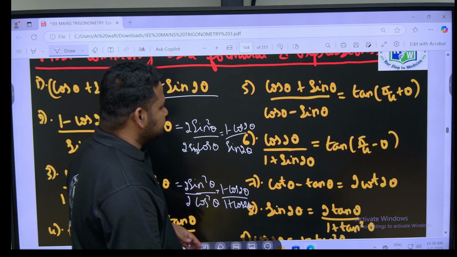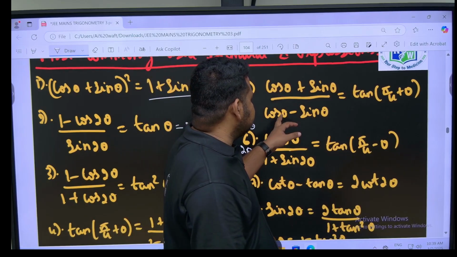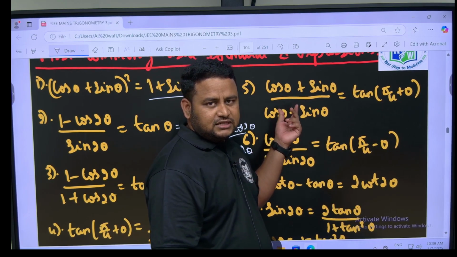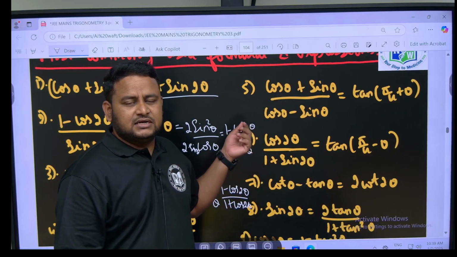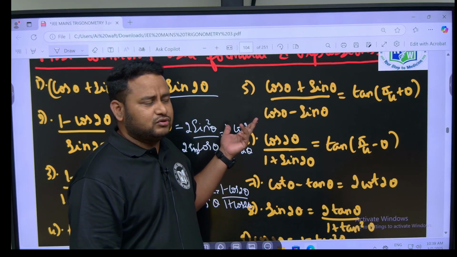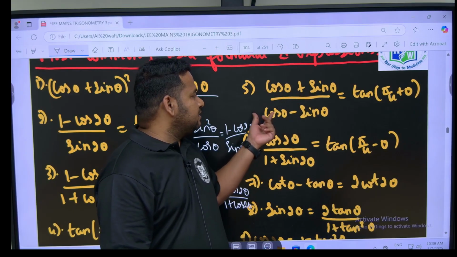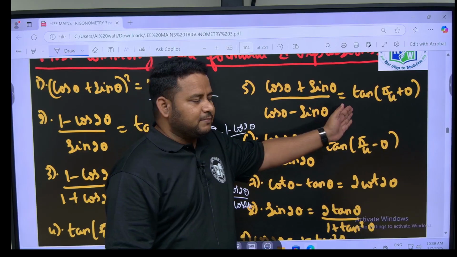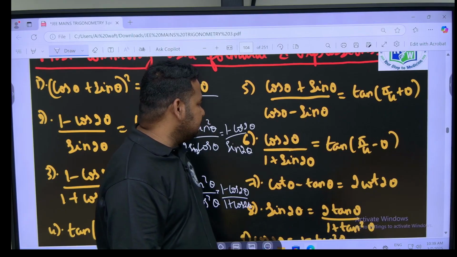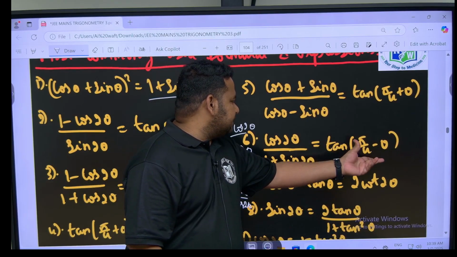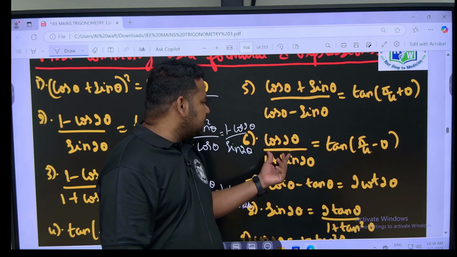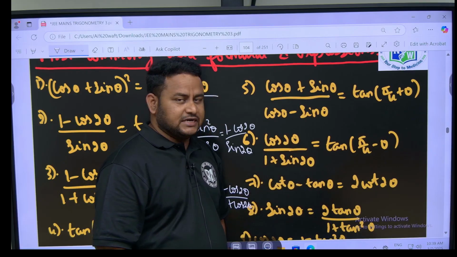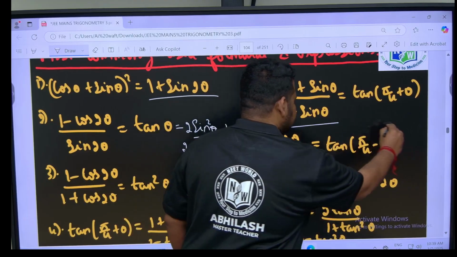Fine. Next thing. See here, (cos theta plus sin theta) by (cos theta minus sin theta). Whenever you get this, as I have told you in previous classes, always divide numerator and denominator by cos theta. You will get 1 plus tan theta by 1 minus tan theta, which we saw previously is tan (pi by 4 plus theta). Got it? Next, tan (pi by 4 minus theta) is nothing but cos 2 theta by (1 plus sin 2 theta). You have to remember this highly important result.